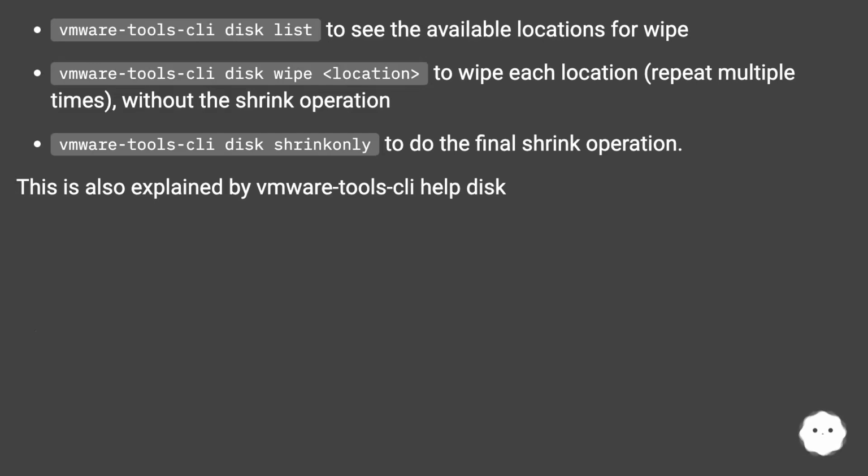VMware Tools CLI disk list, to see the available locations for wipe. VMware Tools CLI disk wipe to wipe each location, repeat multiple times, without the shrink operation. VMware Tools CLI disk shrinkonly, to do the final shrink operation. This is also explained by VMware Tools CLI help disk.